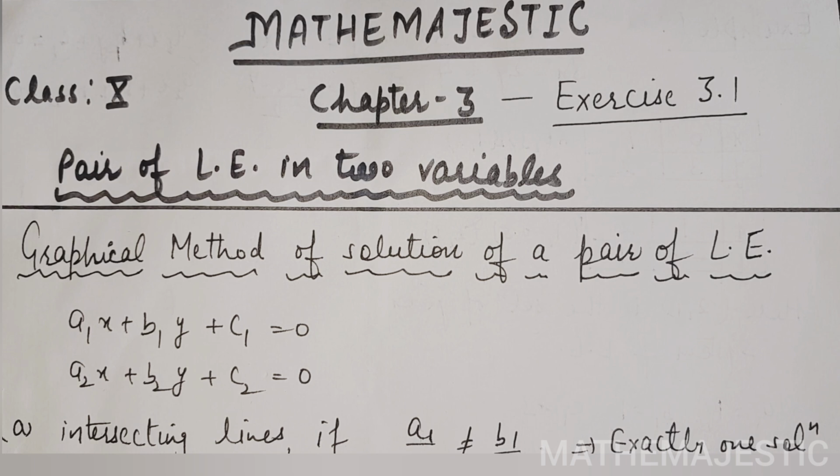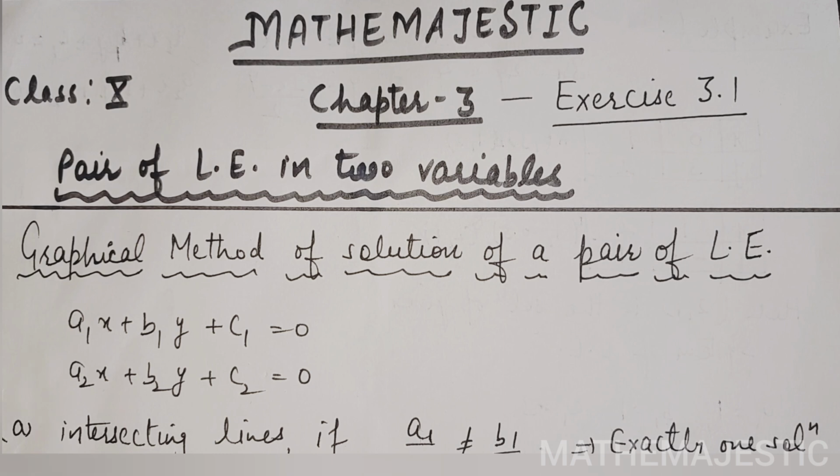In question number 3 and 4, we will discuss using the comparison of ratios to find whether the system of linear equations is consistent or inconsistent, and if a solution exists, then whether the solution is unique, infinite, or no solution.